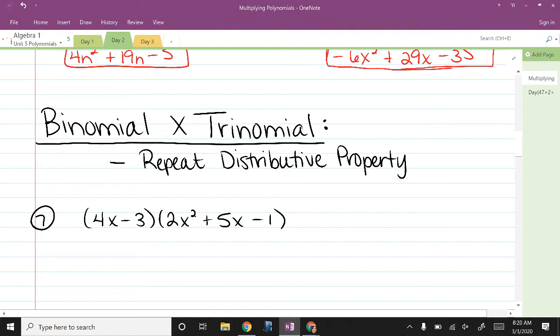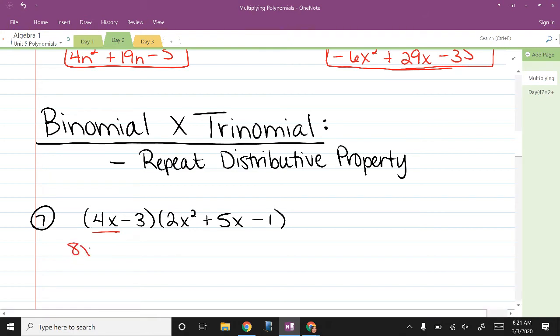Hold on, repeat what you just said. Y'all are too busy writing and not watching me. So I take 4x and I'm going to multiply it times all 3 terms. Then I'm going to take negative 3 and multiply it times all 3 terms. So how many times am I going to multiply? 6 times. Okay? I'm going to multiply 6 times. So I'm going to start with 4x in my binomial, and I'm going to multiply it times all 3 terms in my trinomial. 8x to the 3rd. Just a second. All right, y'all ready? Everybody ready? What is 4x times 2x squared?